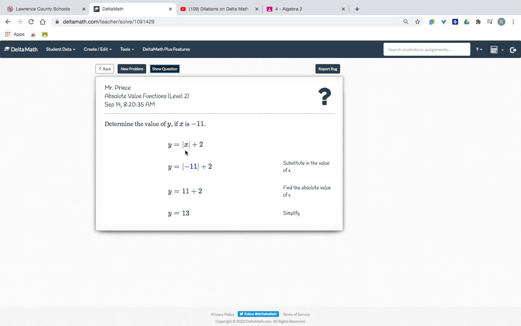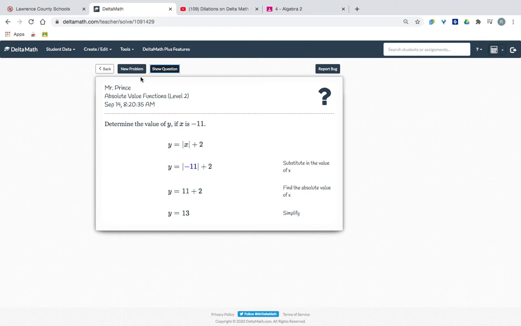So you have negative 11 that's going to plug in for the x. That's what this is. So this is y equals absolute value of negative x plus 2. And it even tells you on the side you're substituting in the value of x. So after that, you find the absolute value of x, which is 11. So negative 11, you take the absolute value of that, it's 11. And then simplify means just add 11 and 2 together and you get y equals 13.